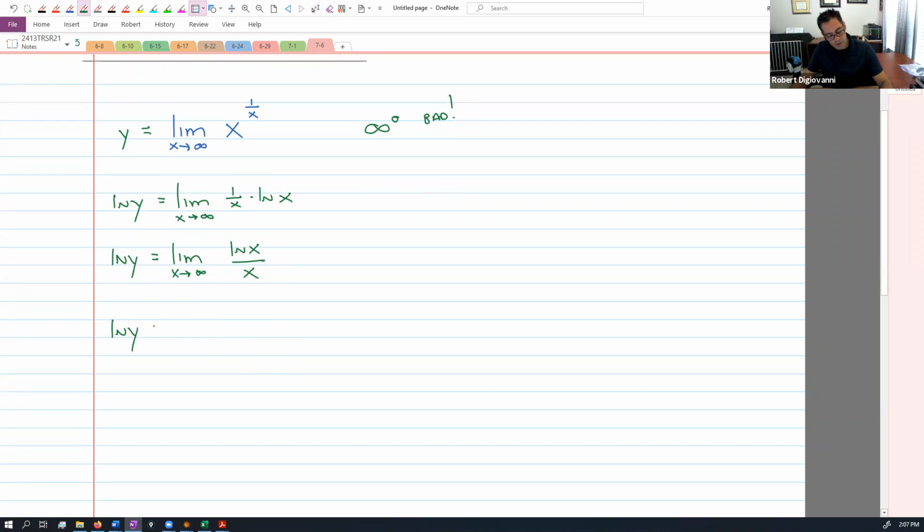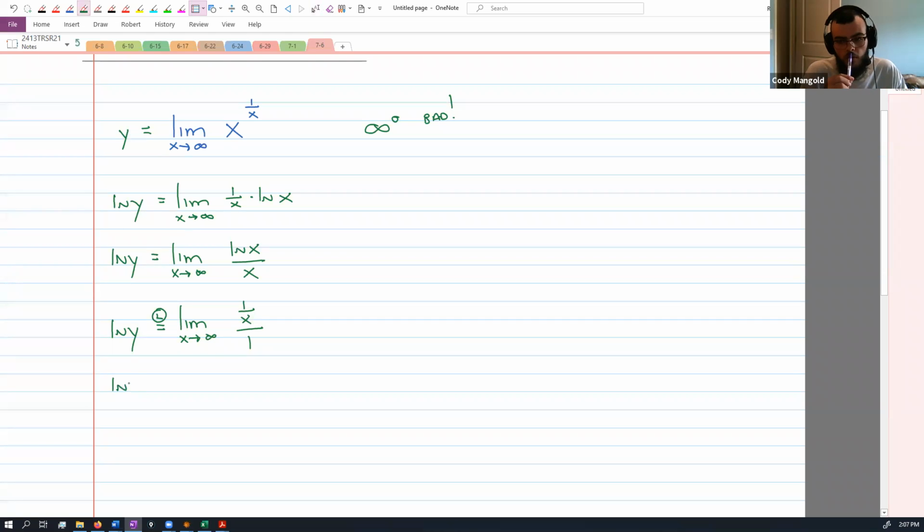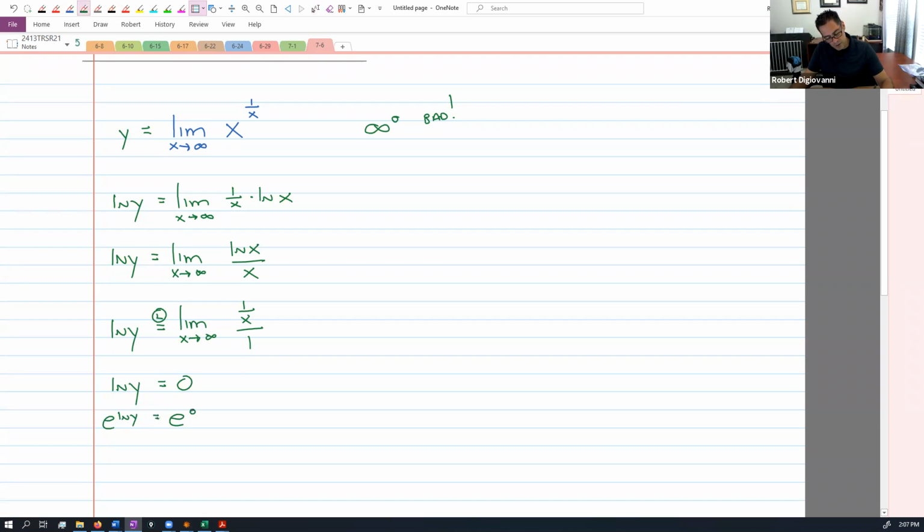And now I'm going to apply L'Hopital's rule because I have infinity over infinity. And so I get 1 over x over 1. And what happens as x goes to infinity of 1 over x? 0. So you get 0. And so you do e to the 0 again. This is the 3rd time we've been through this, and you get 1. Okay, so yeah, you could maybe make an argument, hey, maybe the answer is always 1. You know, maybe.